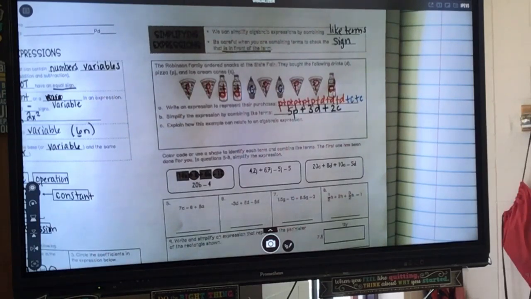Would anyone like to share what they wrote? You don't know what an algebraic expression is? You just wrote one: 5p plus 3d plus 2c. It's just an expression with a couple of letters. Thank you, Cooper. I don't think it's going to go well, but we'll see.